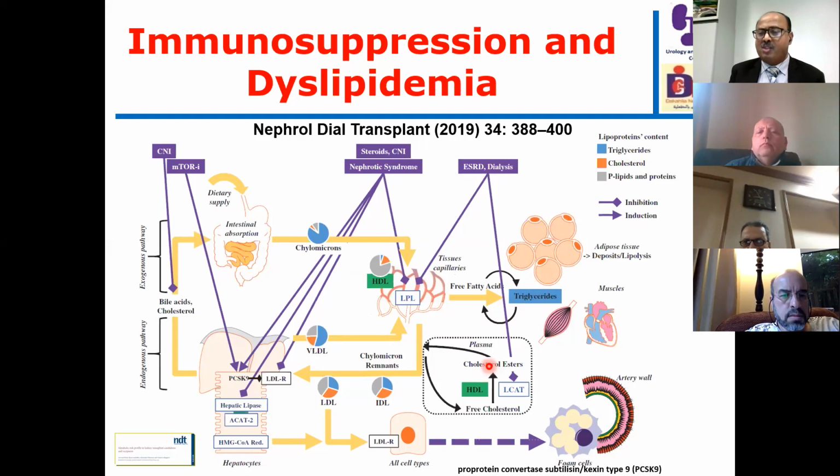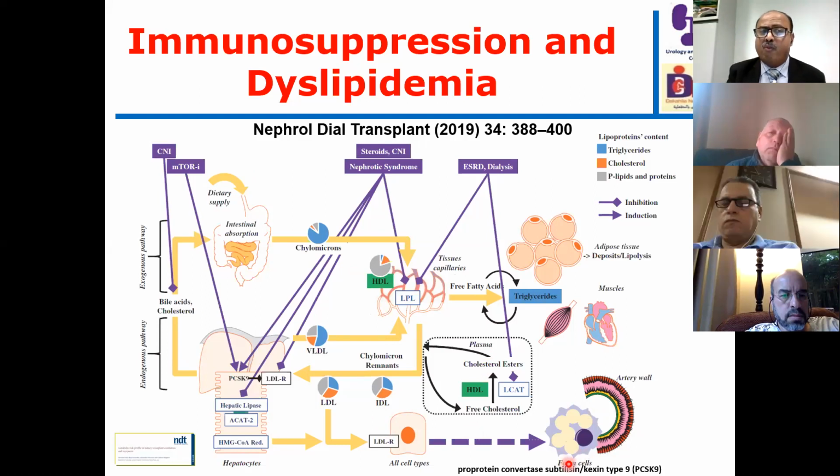This is homeostasis. If homeostasis is disturbed, what happens? LDL exceeds and is taken by macrophage to form foam cell with subsequent atherosclerosis. So this is just to show lipids in a very quick manner. What is the effect of immune suppressive drugs?